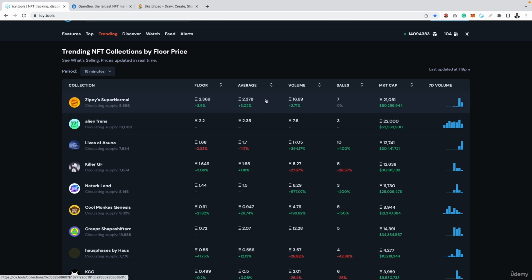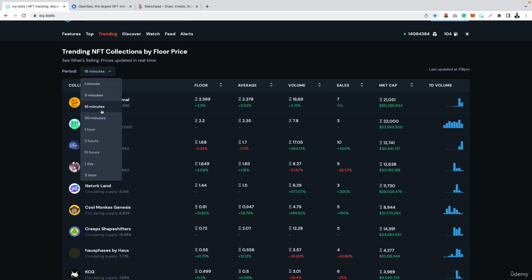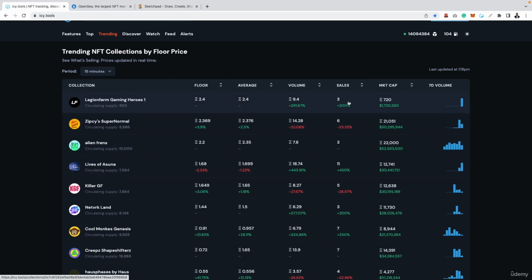However, before I do that, I want to run through these main columns. We have the floor, which is the floor price of that collection. The volume is the total amount of Ethereum that has gone through that project in the time period you selected. Mine is set to 15 minutes. You can change it to 1 hour, 2 hours, 12, and so on. And if you pay for the pro version, you can break it down even further to 5 minutes and 1 minute. The next column is sales.